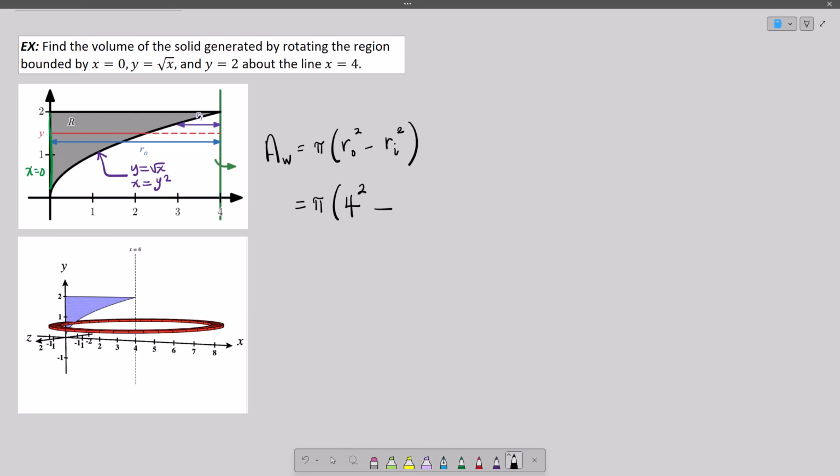The inner radius is the purple line here. It's also horizontal, so we have to do right minus left. The right x value is 4. The left x value is y squared. So 4 minus y squared, squared.